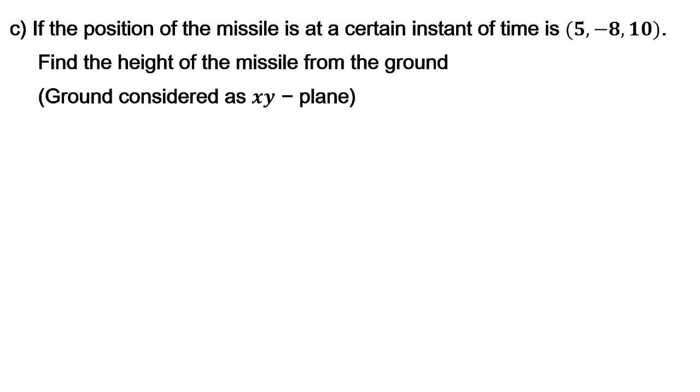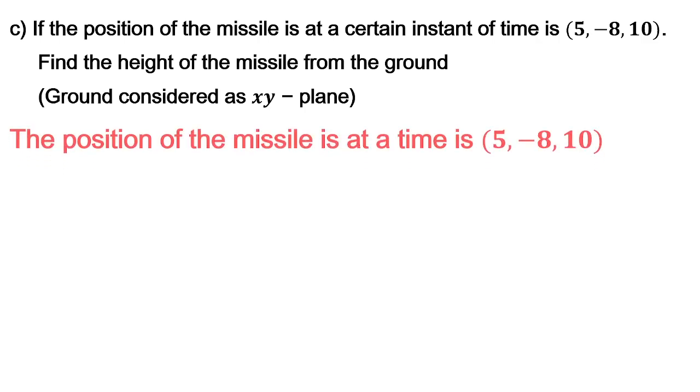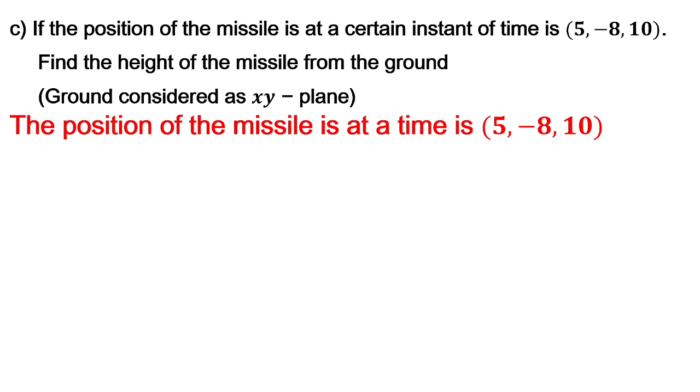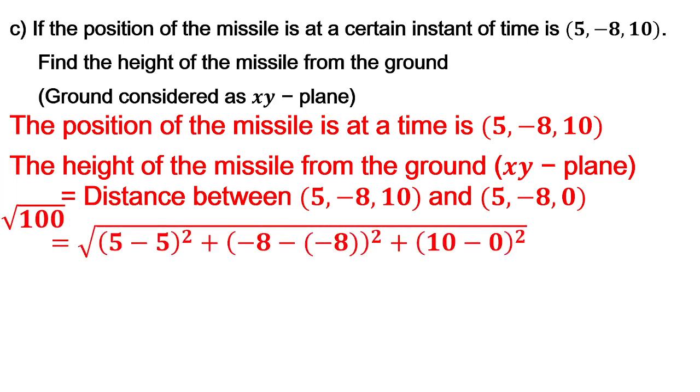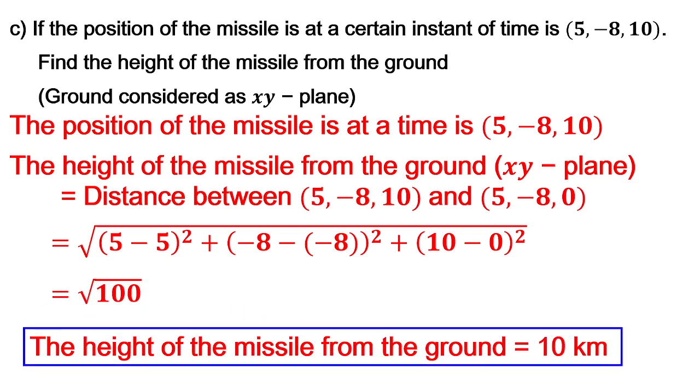Option C. If the position of the missile is (5, minus 8, 10), you have to find the height. Now you would have been given that the ground is considered as the xy plane. Therefore, the height of the missile will be the distance between the point (5, minus 8, 10) and the point (5, minus 8, 0). Why have I taken (5, minus 8, 0)? Because the ground is considered as the xy plane, the z coordinate will be 0. Now we are using the distance formula once again. This is the square root of 100, which is 10 kilometers.